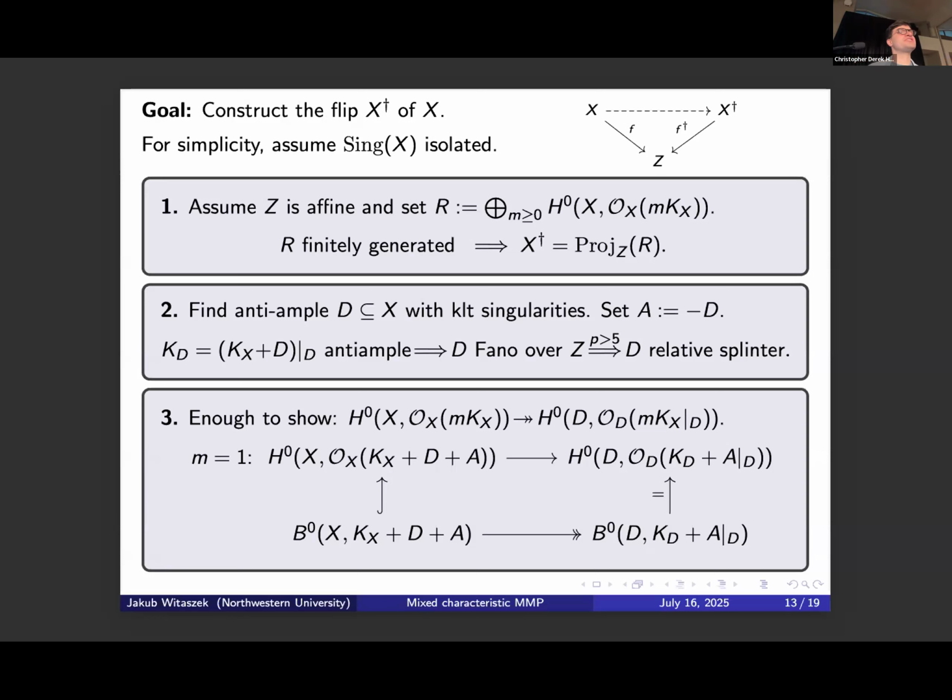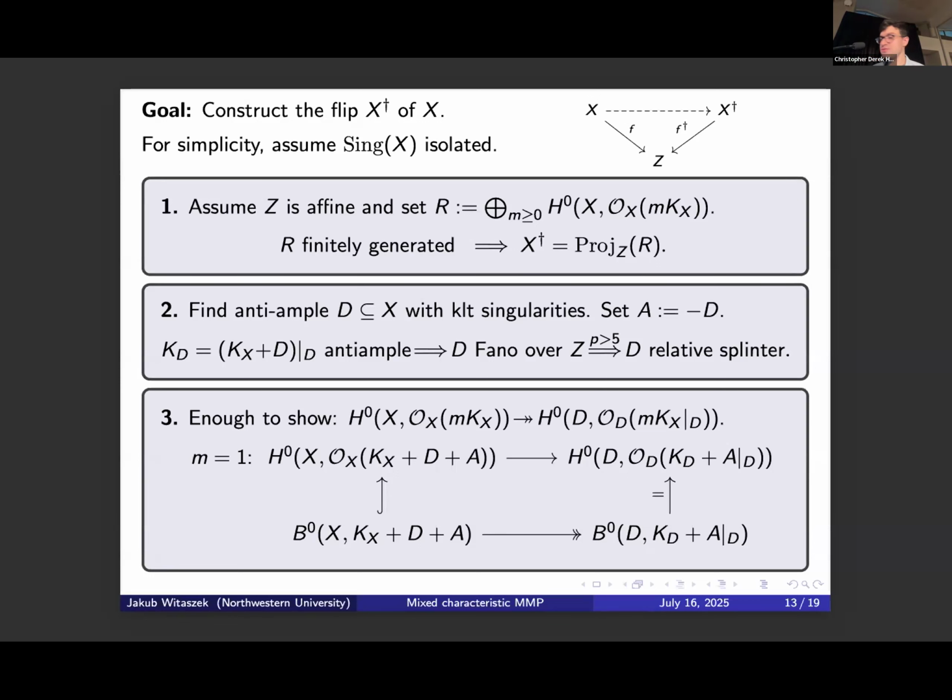The idea, briefly, is that D is lower dimensional, so you're going to show finite generation at the level of D. You're going to lift all these sections to X. You're going to have so many sections of R that it's good enough to check finite generation. If you have a lot of sections, it's much easier to show finite generation. Okay, so let's start by checking this for m equal to 1.